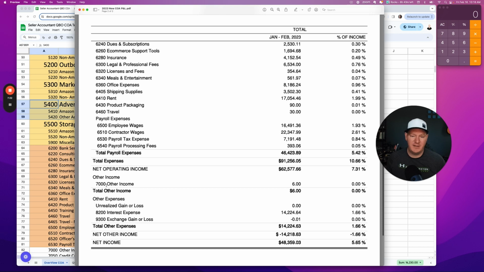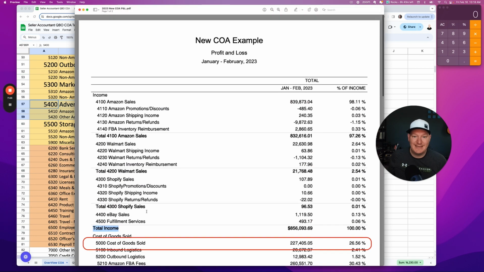Now, occasionally you'll have something like rebate points from your credit card. That's an other income. That's the $7,000. And you'll have something like interest expense or cost of capital that'll be down here in other expenses. But that's it. That's how the chart of accounts works.